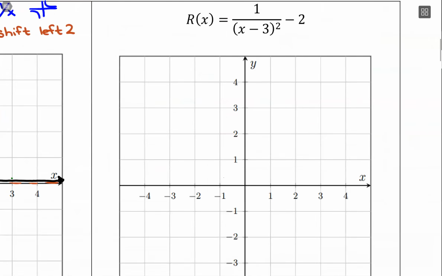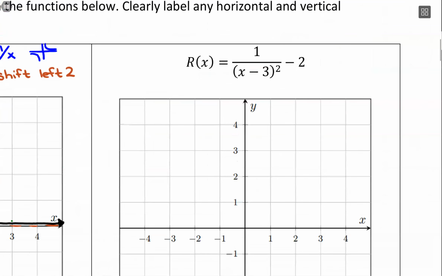Let's look at one more here. So with this one, we have for our basic function 1 over x, and that's being squared. So for my basic function, I'm going to think about 1 over x squared, which is our graph where we have our two pieces above the x-axis. If we're subtracting 3 right next to x, that's going to be our horizontal shift, so a shift right by 3. And then by subtracting 2 on the outside, that's going to be our vertical shift, so down 2.